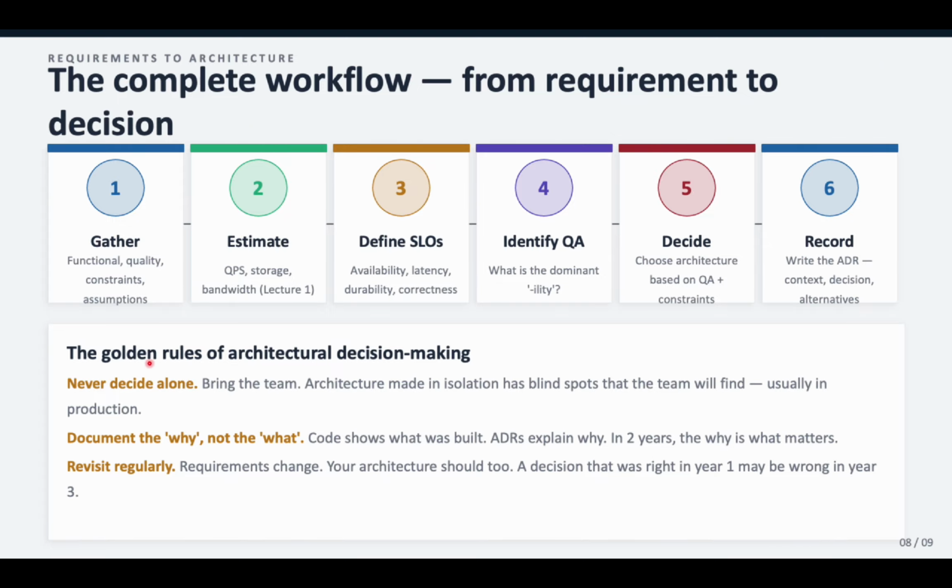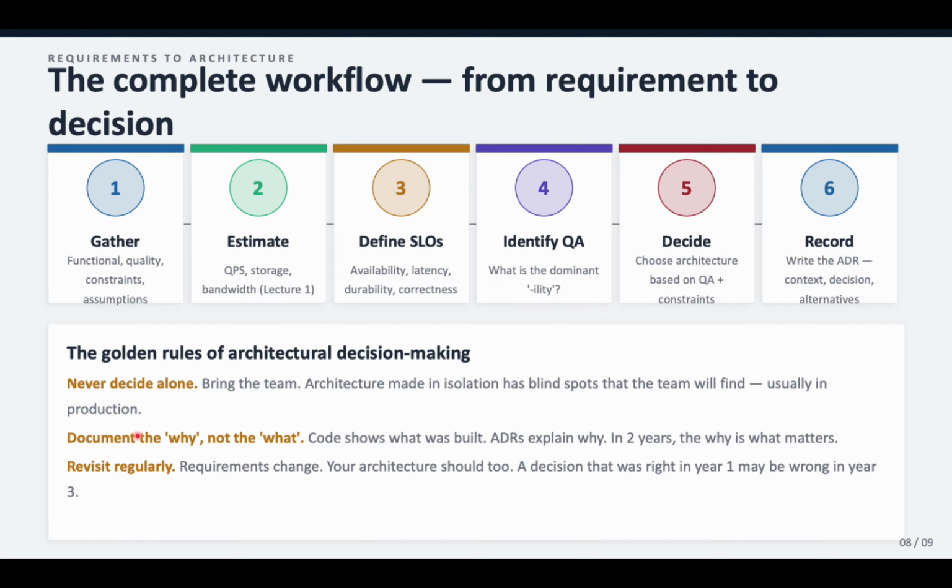So now look at the 3 golden rules over here. Never decide alone. Architecture made in isolation will have blind spots. Bring your team, bring the people who will build it, operate it, and use it. So their perspectives will catch things you cannot see alone.